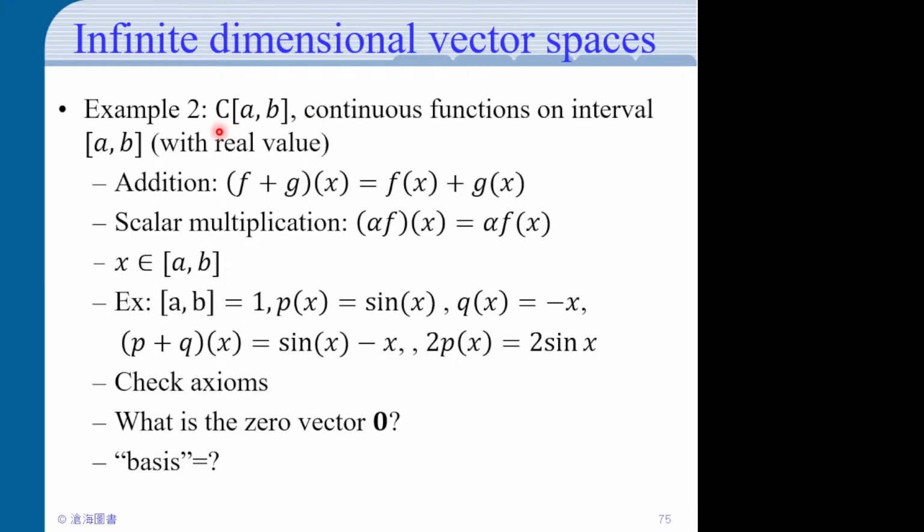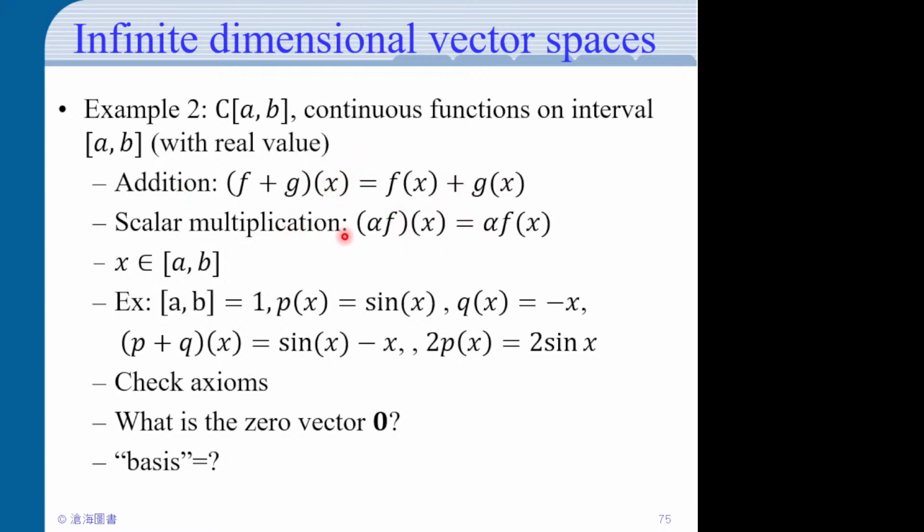Okay, so we define this continuous function on some interval a and b. I guess we can also define it on the real line, but we adhere to the book example and define them on some closed interval a and b. And once again, we want the real numbers as scalars, so we have real values for those functions. The addition and scalar multiplication look very similar.